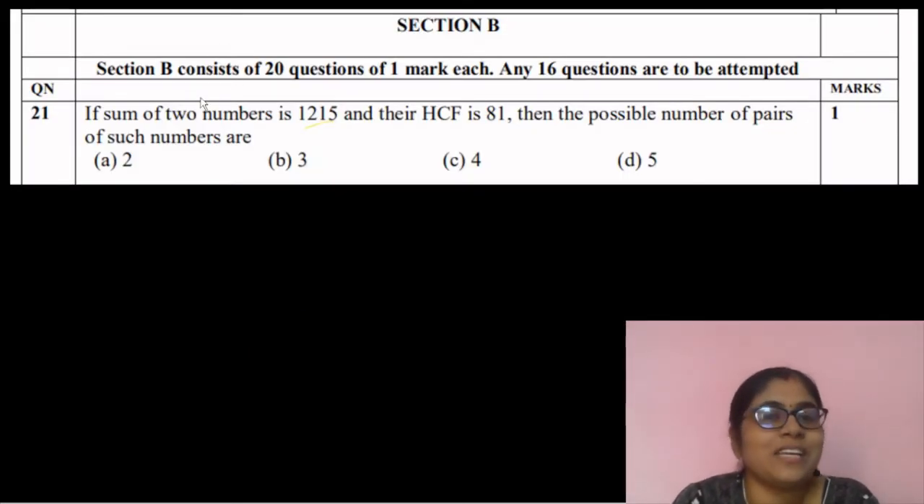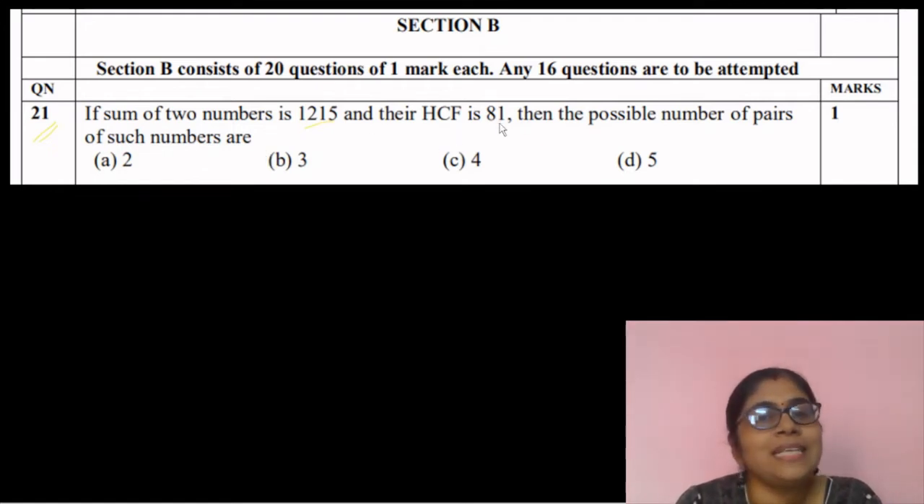Let's move to question number 1, or you can say question number 21. If the sum of two numbers is 1215 and their HCF is 81, then the possible number of pairs of such numbers are, you have to find out how many pairs can be possible.